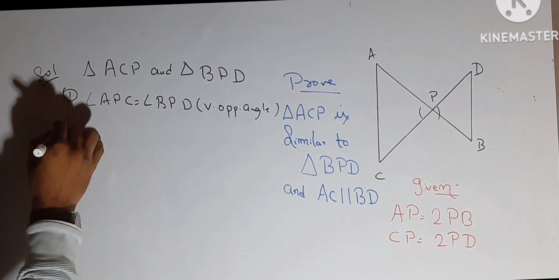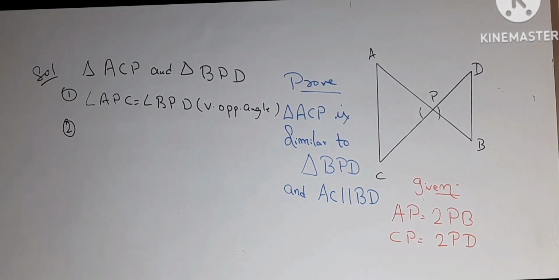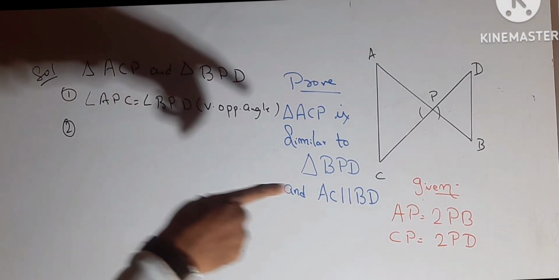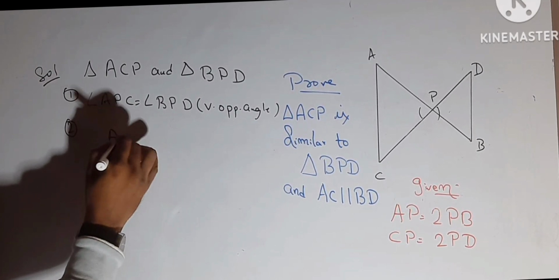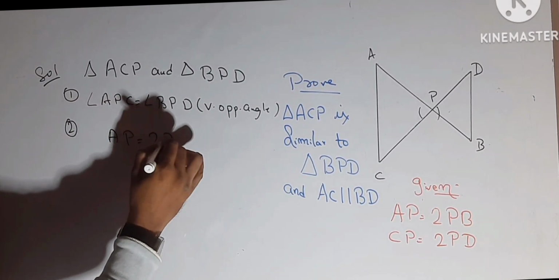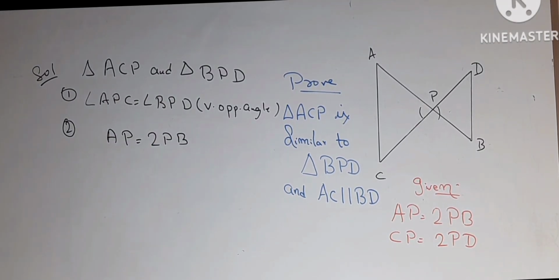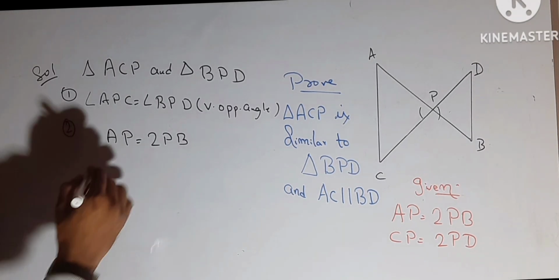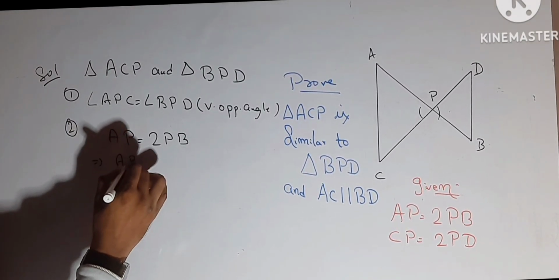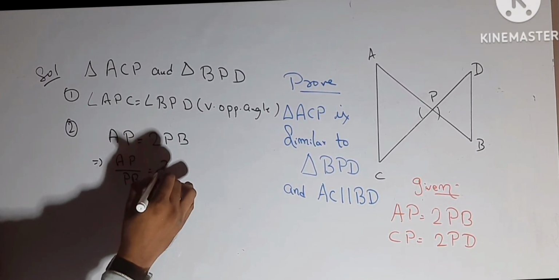The first point is done. Let's go for the second point. Has anything been told to you about the diagram? Yes, the given is written. So let us try what is there. AP, they told you, is equal to 2 times PB. As you told in the previous question, alphabets together, numbers together. So the next step is AP by PB is equal to 2 by 1.